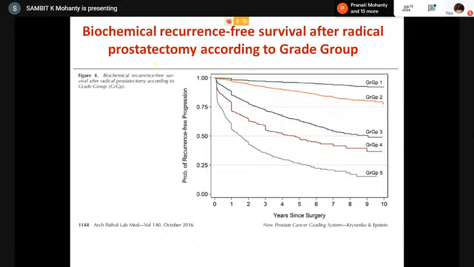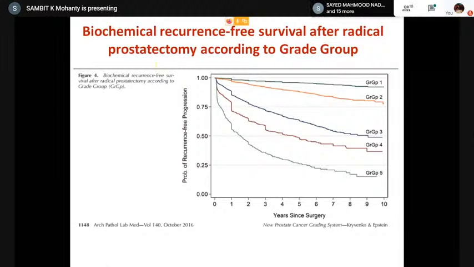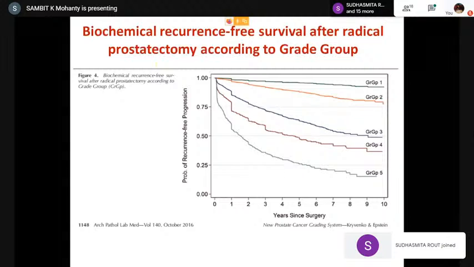When I say recurrence-free progression, it means the patient is doing well, there is no recurrence. So if you see the first one, it is on the top. The Kaplan-Meier, the biochemical recurrence-free survival, is great. If you go down to 5, it is really bad. Compare 2 versus 3. 2 is 3 plus 4 and 3 is 4 plus 3. So what is the difference?